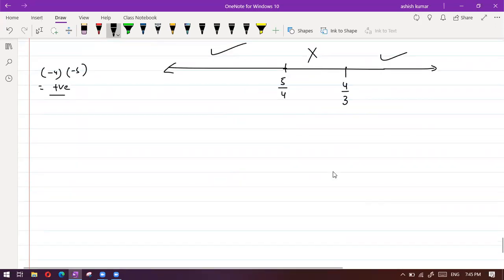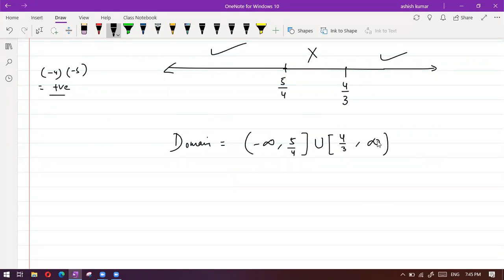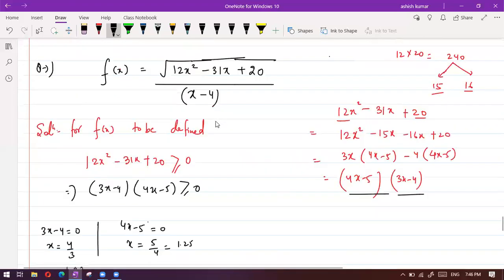So the domain from here will become minus infinity to 5 by 4, included, union. Union means we are considering the other part also: 4 by 3 to plus infinity. Okay, Ruchita? Yes, sir.